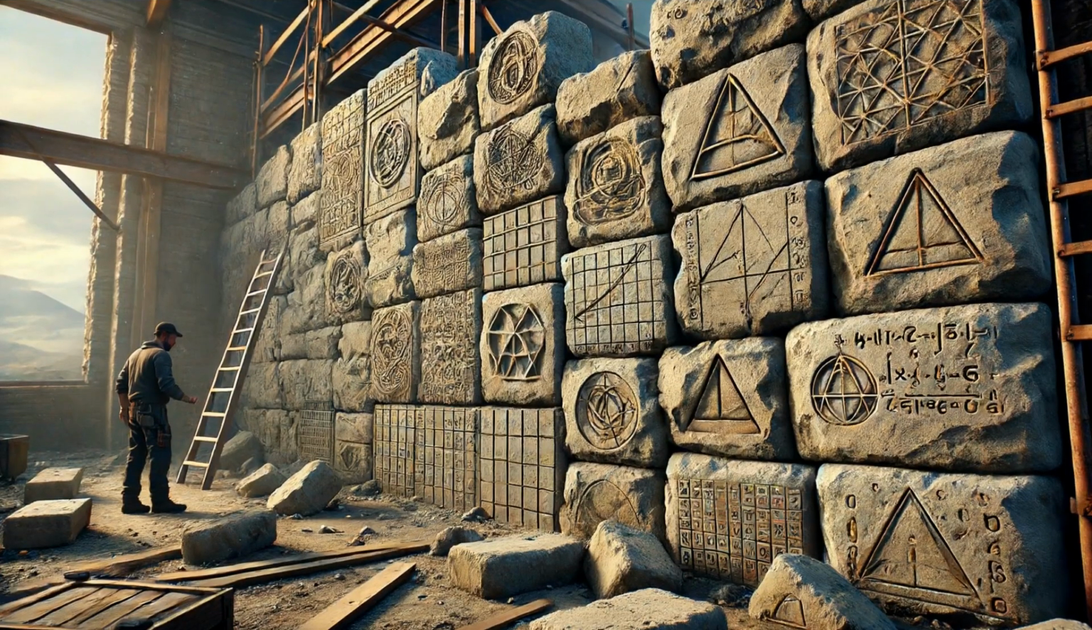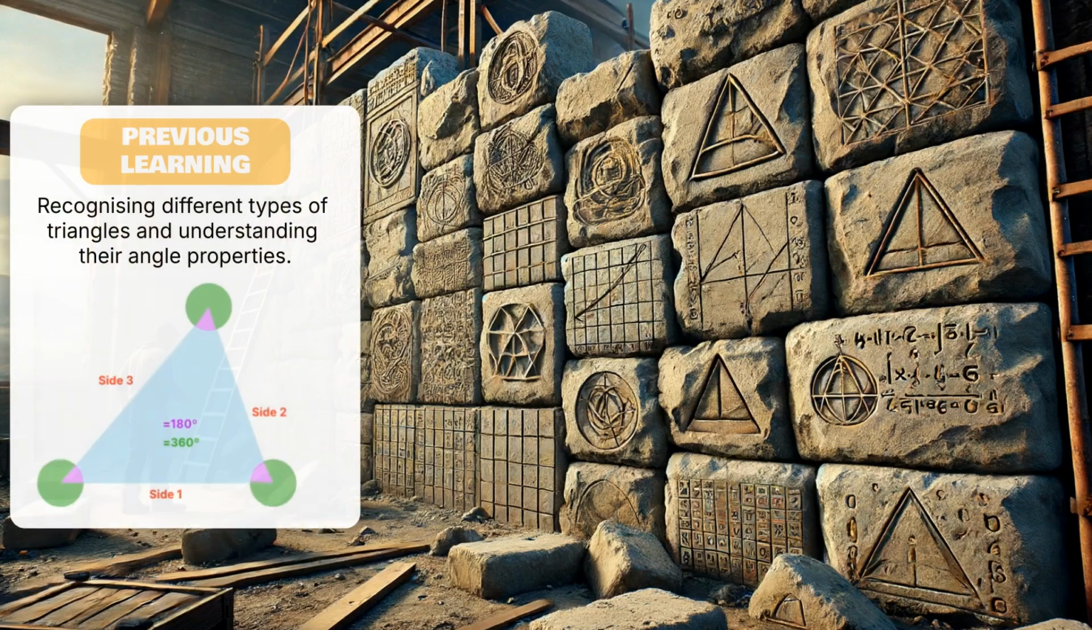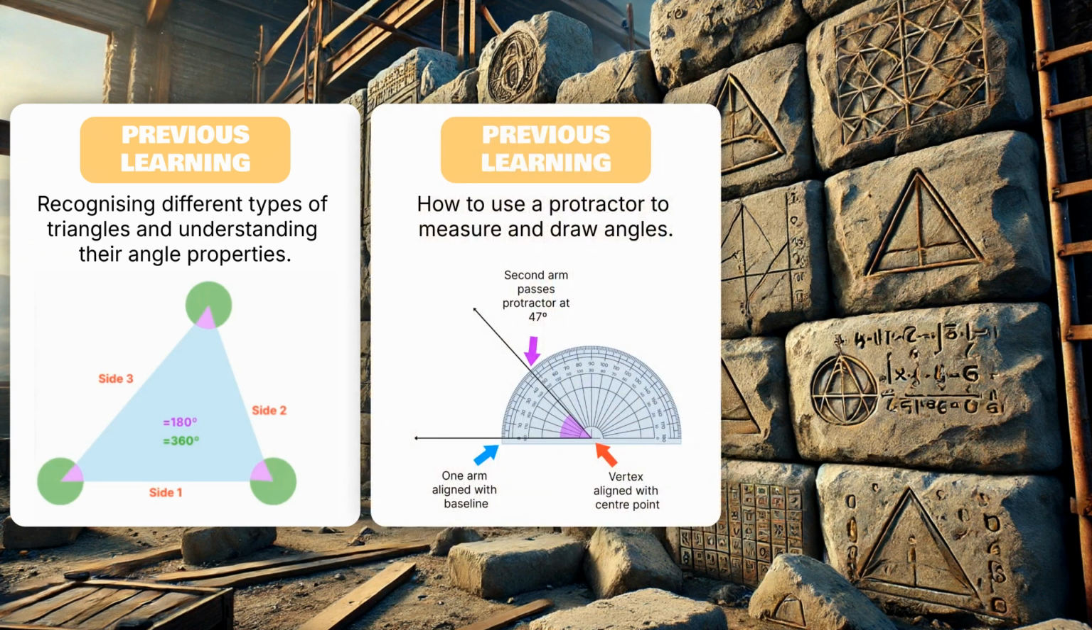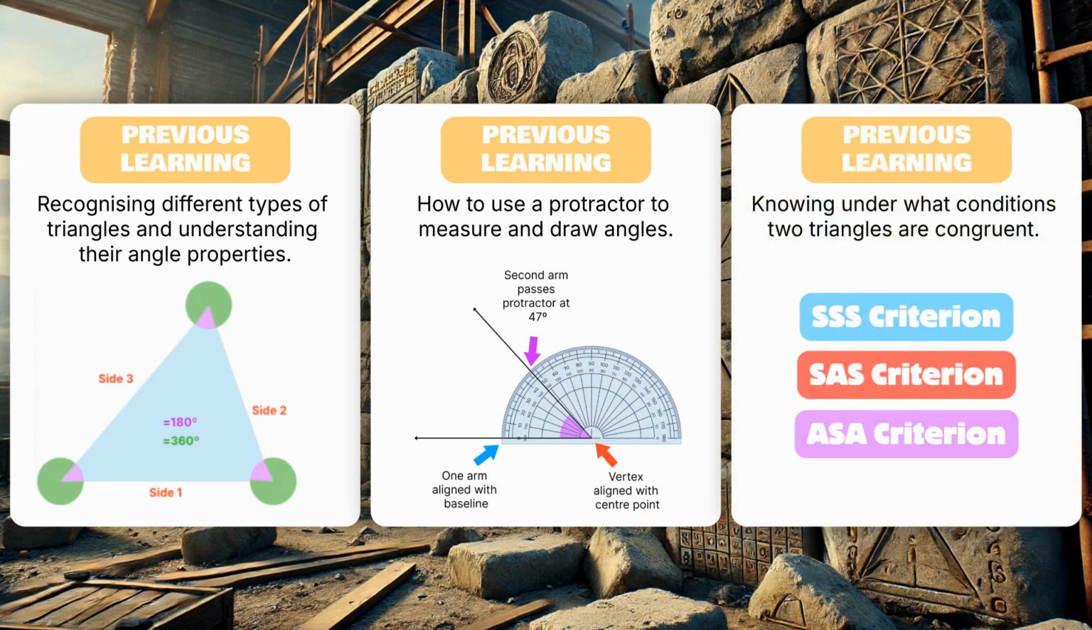So how does this lesson build on our previous learnings? Well, we have learned the basic properties of triangles, recognized types of triangles, and understood their angle properties. We have also learned how to measure and compare angles using a protractor. Finally, last lesson we learned the criteria for congruence and know under what conditions two triangles are congruent.